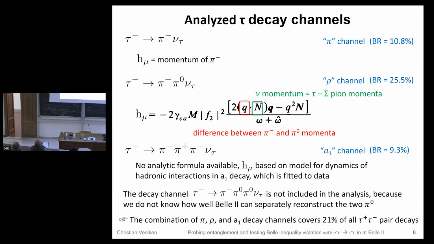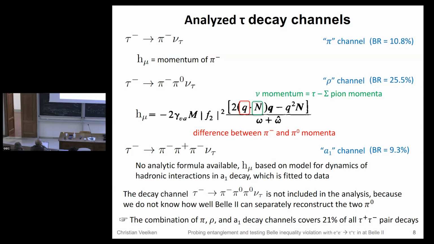you get a factor of 10 increase in statistics immediately. The third channel that we wanted to include in the study is the decay of the tau into 3 charged pions, because in this case, we get extra kinematic constraints from the fact that we can reconstruct the tau decay vertex. This is the a1 channel, which has a branching fraction of 9.3%.